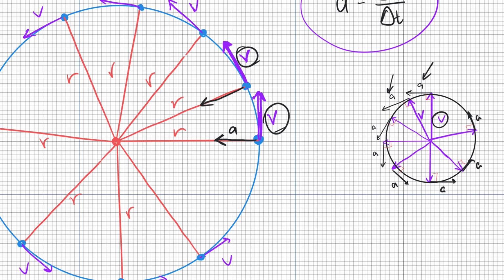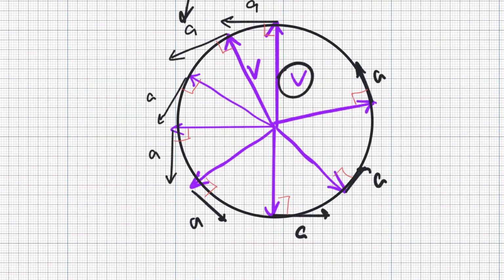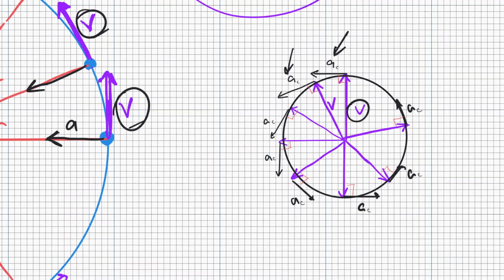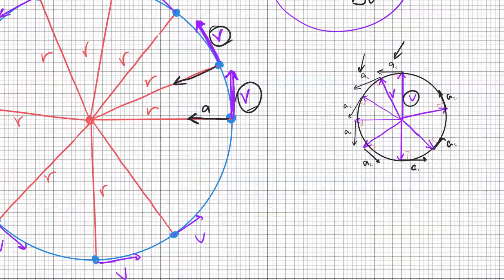So on all of these little a's that I've drawn, I'm going to draw a little c. That c represents the fact that it is towards the center of the circle. That is the word for centripetal. Centripetal just means towards the center. Okay, cool. So now I want to go back, and now we're ready to do some algebra.